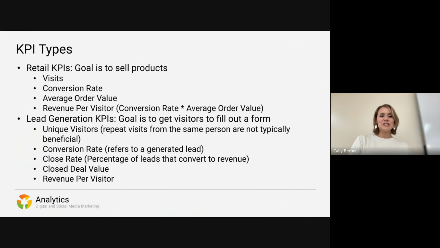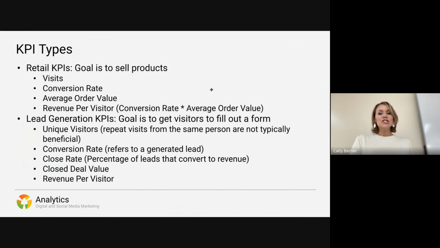A little bit more information about KPIs. So your retail KPIs, if your goal is to sell products online, you're going to be worried about visits in your analytics, in your data that you have at your disposal. You're going to be worried about conversion rate, the number of people that come to your website and actually do what you wanted them to do, the intended action, remember. You're going to be worried about their average order value. Do they spend a lot whenever they make a purchase with you, or just a little bit? And then revenue per visitor. So that's your conversion rate times your average order value is going to give you your average revenue that you collect per visitor.